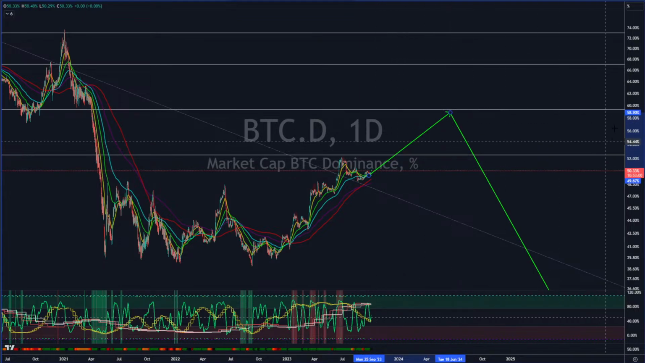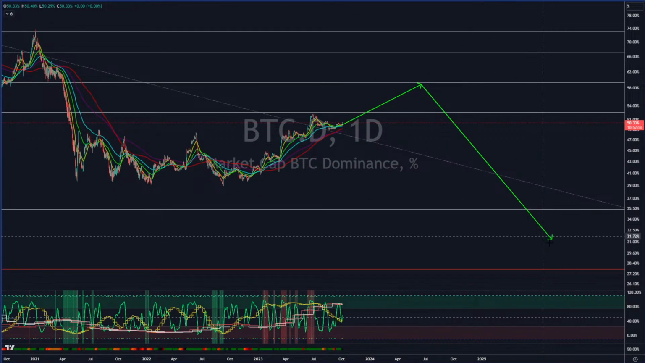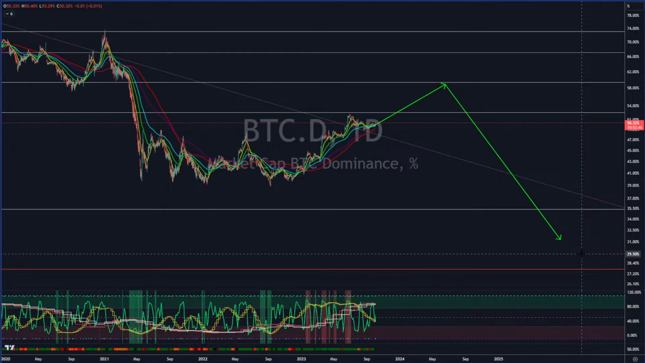And then you're looking for your alt season. This is going to be it, where Bitcoin dominance likely falls through the floor and goes all the way down into the low 30s, maybe even 30%, which sounds ridiculous, but it's very, very possible that something like this happens, and that's what we're looking to capitalize on going into 2025.